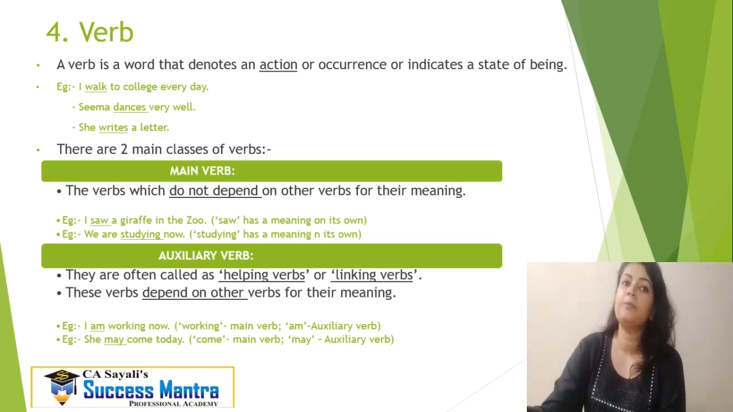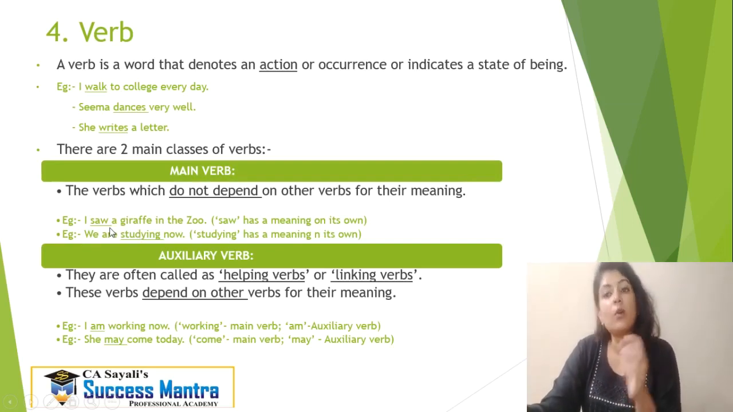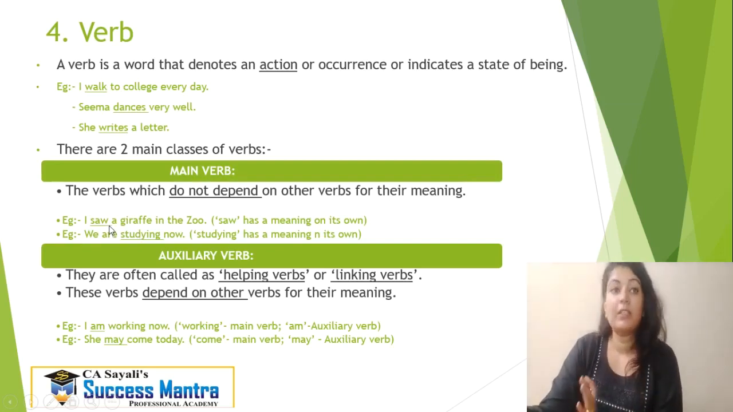For example, if I say I saw a giraffe in the zoo, the word saw tells us what happened, that I saw something in the zoo. So it has its own meaning in itself. The second one is we are studying now. So the verb studying has a meaning on its own.